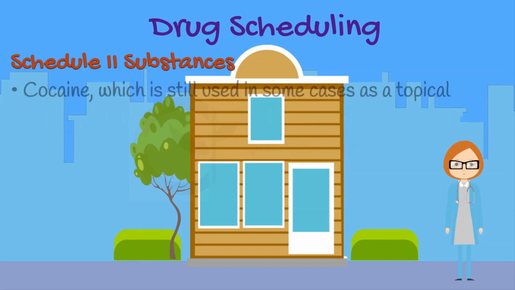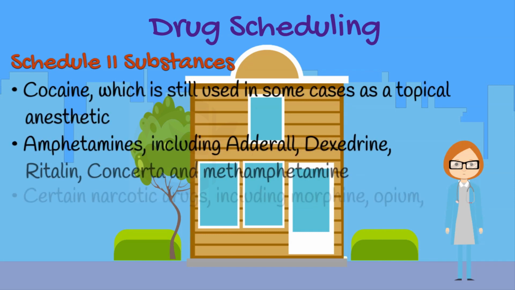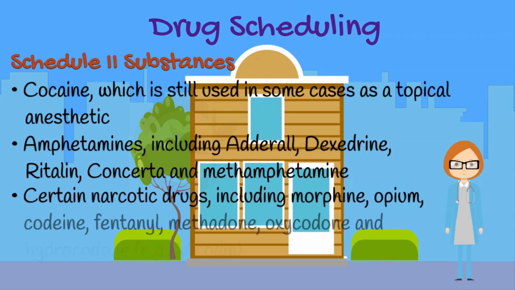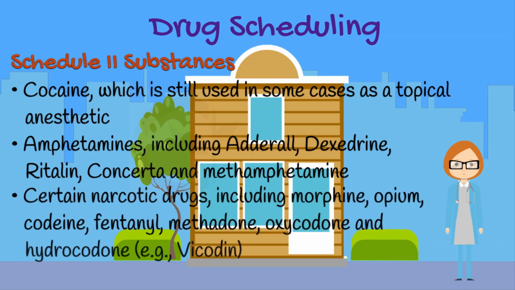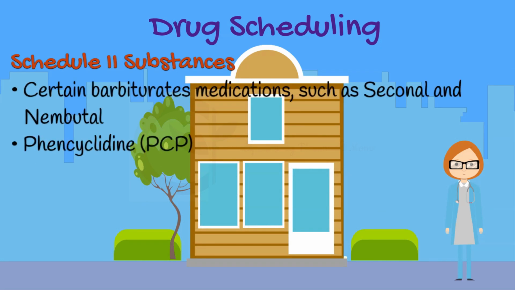A few drugs under this designation include cocaine, which is still used in some cases as a topical anesthetic. Amphetamines, including Adderall, Dexedrine, Ritalin, Concerta, and methamphetamine. Certain narcotic drugs, including morphine, opium, codeine, fentanyl, methadone, oxycodone, and hydrocodone, for example, Vicodin. Certain barbiturates medications, such as Seconal and Nembutal. Phencyclidine or PCP.